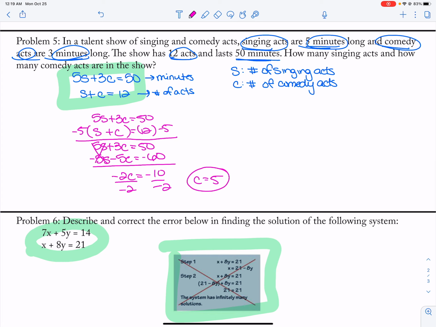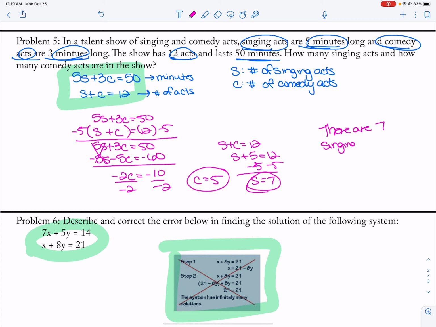Okay, so if C is equal to 5, then S plus C is equal to 12 becomes S plus 5, which is the number of comedy acts, is 12. Then I can subtract 5 from both sides, and I get S is equal to 7. So it's not just about the actual variable answers. You have to actually write this as a sentence. So there are, let's see, 7 singing acts and 5 comedy acts.